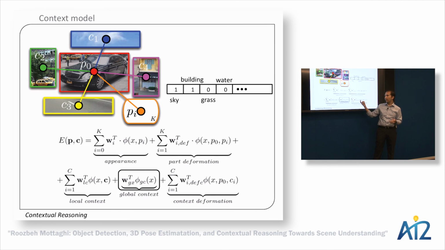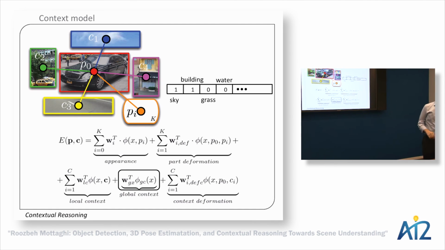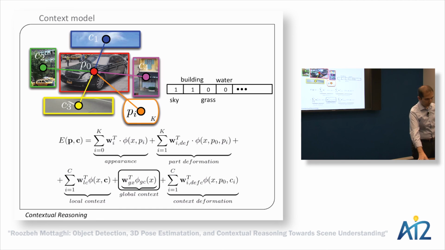Or if my appearance is weak, and so I get a low score for this term, but these terms are strong, then the total score goes up for that object. Does that answer your question? So the confidence that you're looking for is the appearance term. The first W transpose phi is basically the confidence score on the top. We call it appearance. Good question.